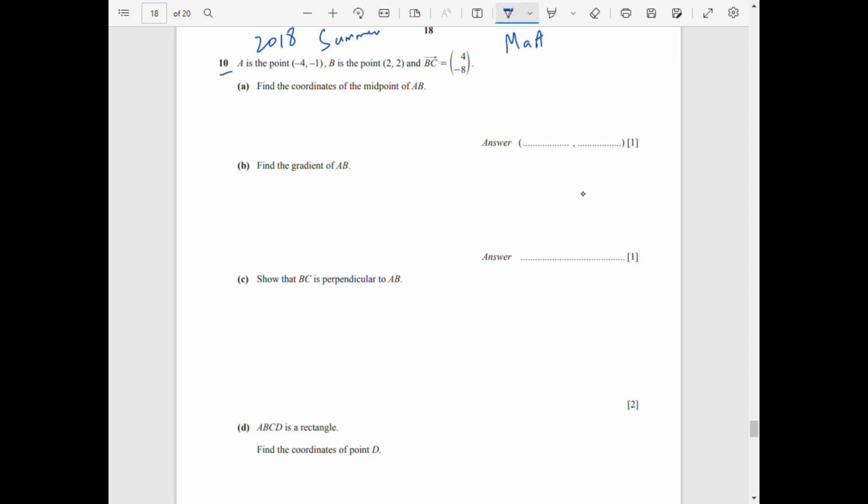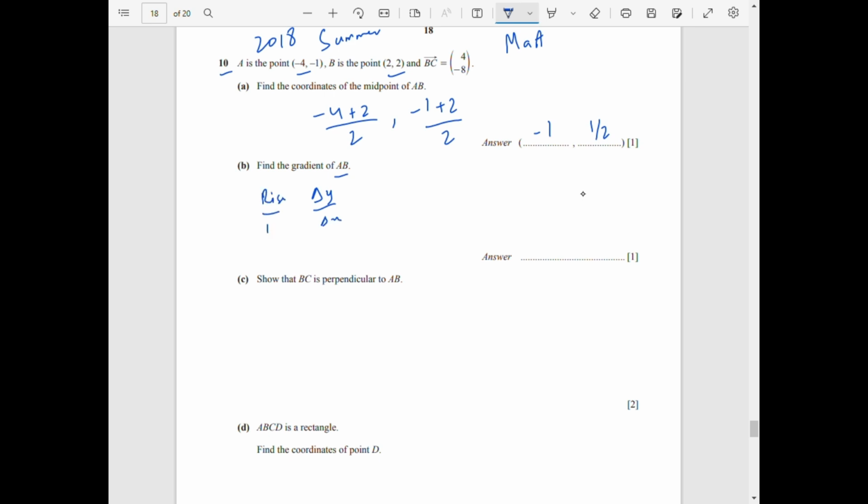Okay, the question has provided you two of the coordinates, A and B, and asks you to find the midpoint. In order to find the midpoint, we add the two x coordinates and take their mean, and we do the same for the y coordinates, and the result here would be -1, and that would be half.